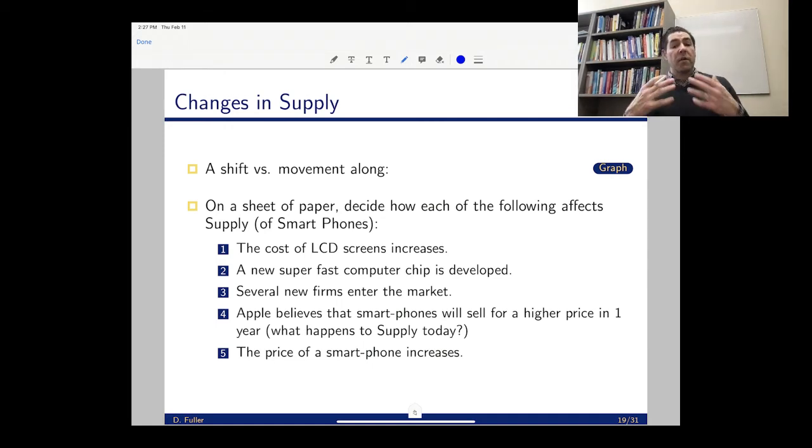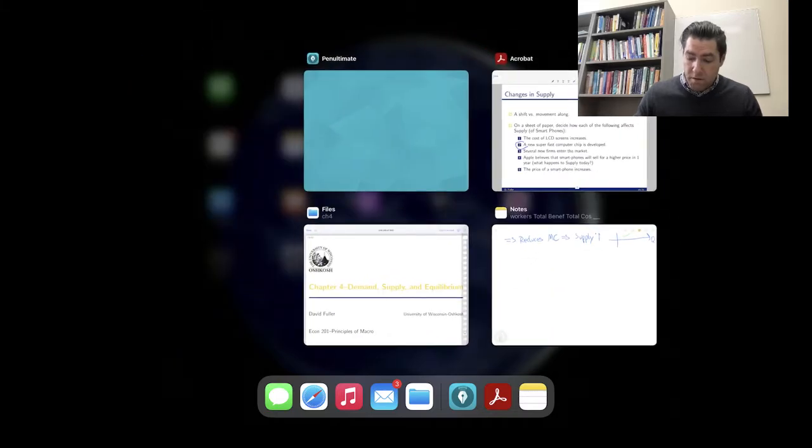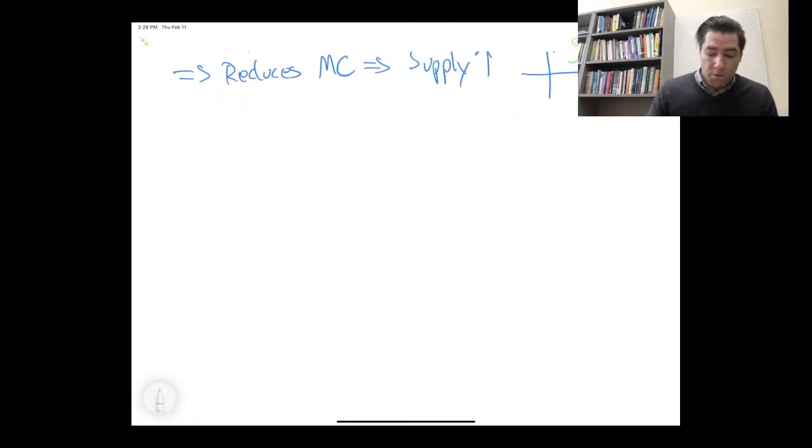So we've covered the first two in our list here, things that are going to shift the supply curve. And these relate to the cost of production, the cost of inputs to production, as well as the technology used to produce the good. Now, one thing that goes along similar to the fast computer chip here, if I go back to our sheet of paper, is the productivity of workers.